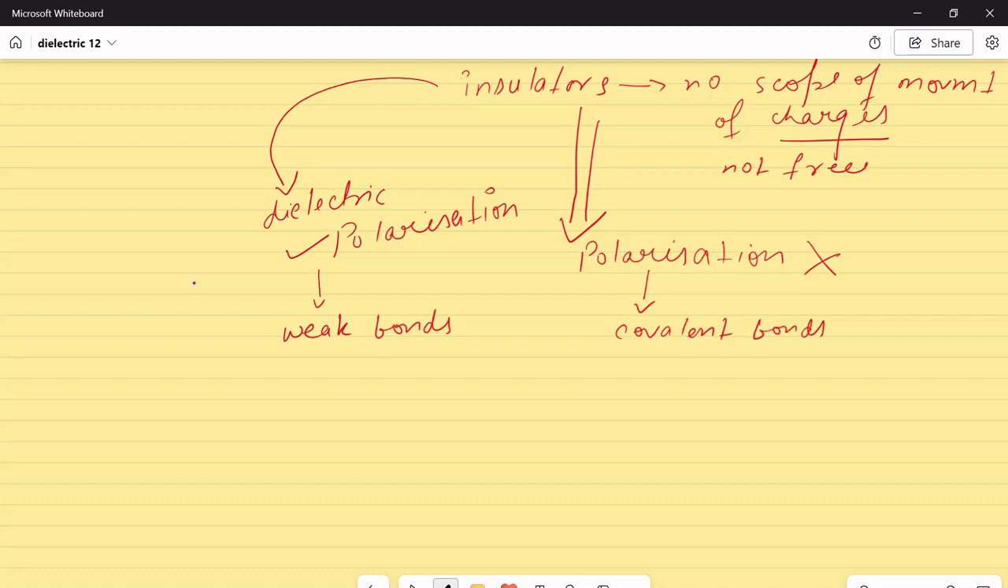Covalent bonds are extremely strong bonds. That is why polarization is not easy, because to get the polarization you need to provide some energy. Maybe it is the applied external voltage, or maybe it is the heat or any other kind of energy. In this case, polarization becomes possible in dielectric because of the weak bonds, and therefore we make use of this.